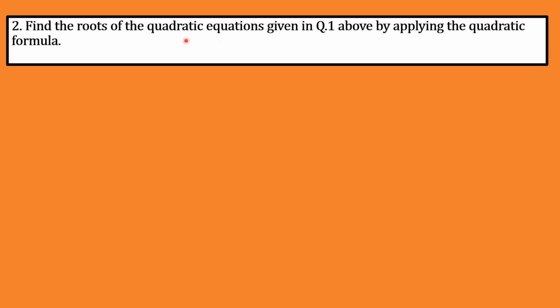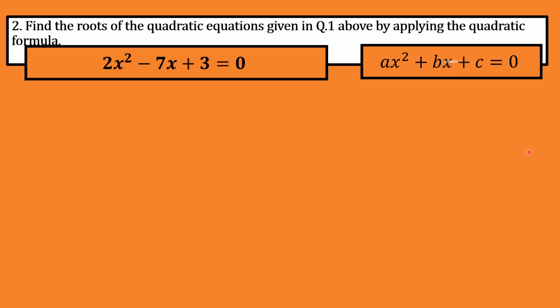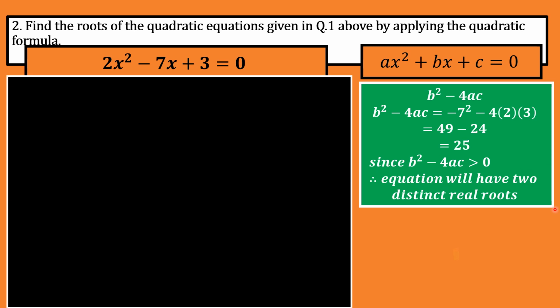So here we have to apply the quadratic formula. In question number 1, find the roots of the quadratic equation by applying the quadratic formula, right? Same questions, we have to apply the formula in this. So what is the quadratic formula? First of all, whether roots exist or not, we'll check by the discriminant, b square minus 4ac. In the first case it is 25. Two real distinct roots exist, right? We'll solve it by the formula.